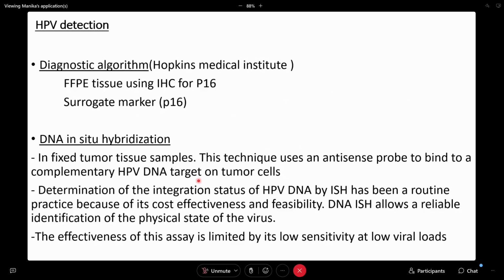Then coming to the detection part for HPV, the algorithm which we are having is IHC for P16 and in situ hybridization, that is both DNA and RNA. We usually diagnose it with the P16 marker, which is a surrogate marker. And in situ hybridization, in DNA ISH, this technique uses an antisense probe which binds to a complementary HPV DNA target present on the tumor cells. Determination of the integration status of HPV DNA by ISH has been a routine practice because of its cost effectiveness, but the effectiveness of this assay is limited because of its low sensitivity.